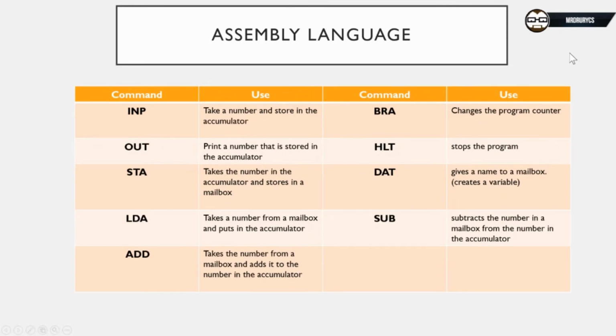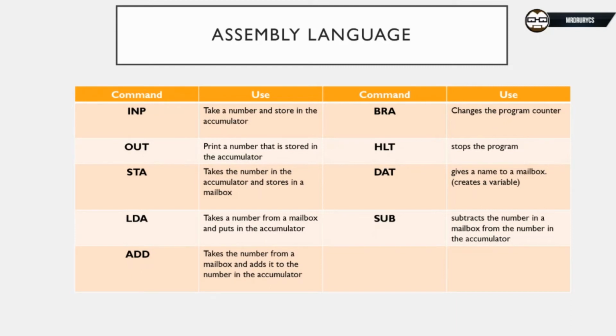So, assembly language, you've got your different commands there. These are all the commands that you're ever going to use, alright? So you've got INP, which is take a number and store it in the accumulator. So that's like input in Python. You've got OUT, which is like output or print, which gives the number that's stored in the accumulator, which is a register, and gives it to the user. STA takes whatever number is in the accumulator and puts it in a mailbox. Now a mailbox is a slot of RAM. LDA takes a number from a mailbox and puts it in the accumulator. ADD takes a number from a mailbox and adds it to whatever's in the accumulator.